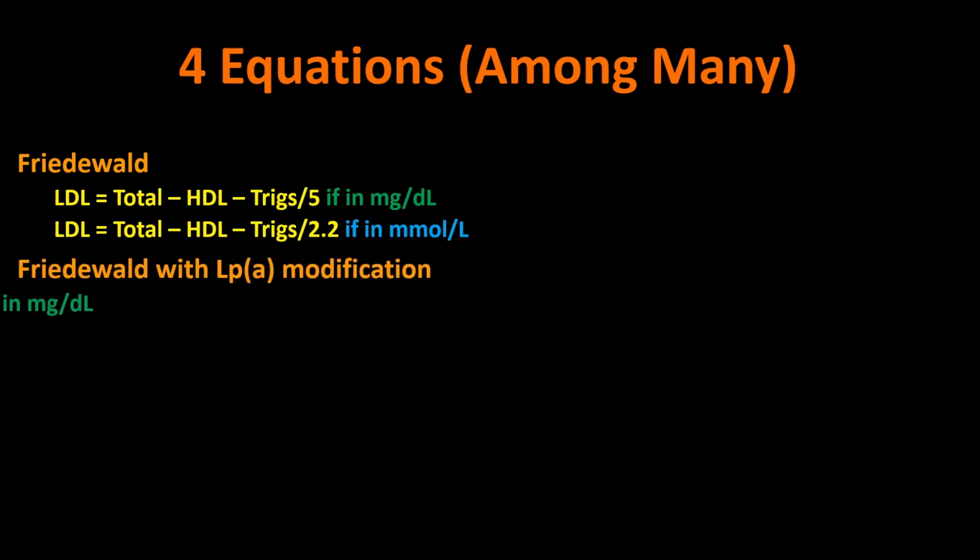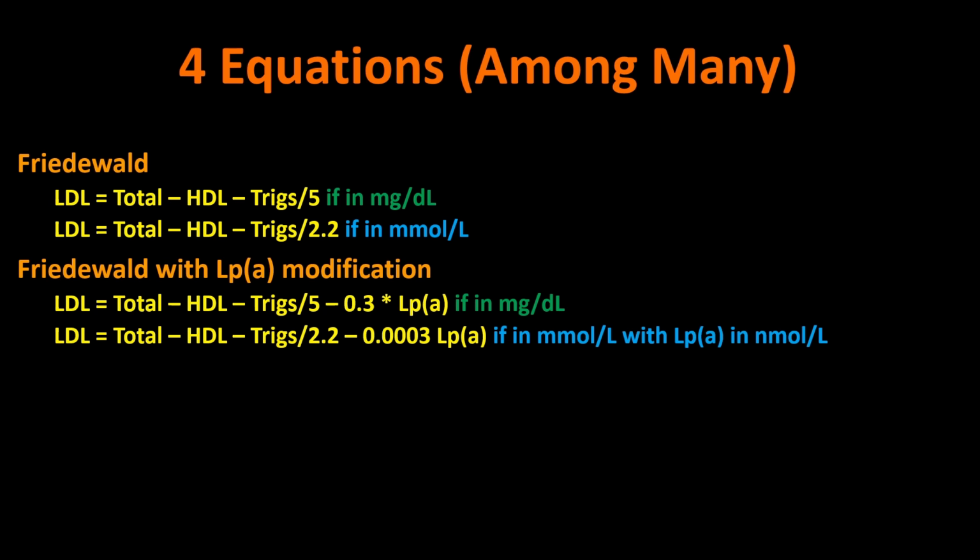A viewer pointed out to me that there is a modification to that equation where we can consider Lp(a) and multiply it by these factors in order to come up with LDL. In that case, a minor adjustment to it. For somebody with low Lp(a), this isn't going to make much of a difference. If you have a lot of Lp(a), this could make a considerable difference.